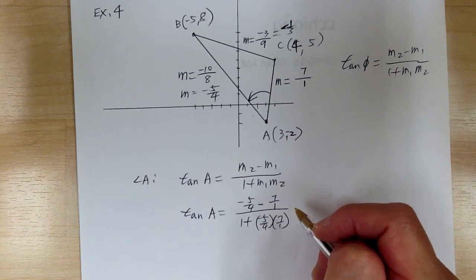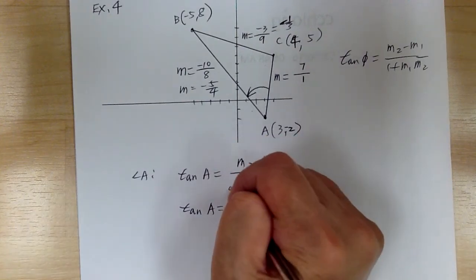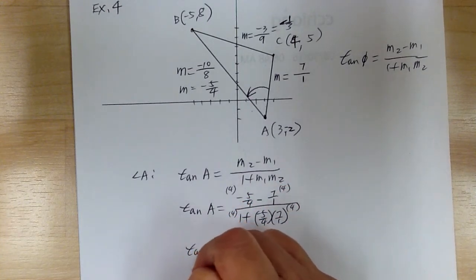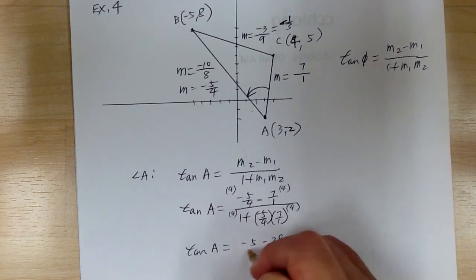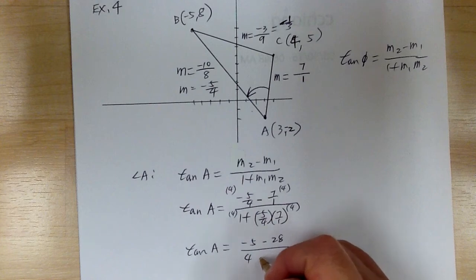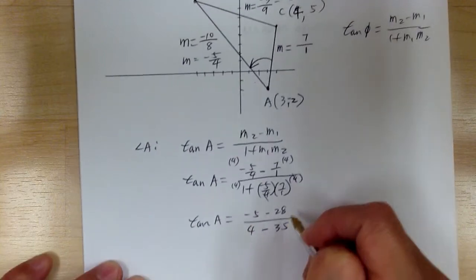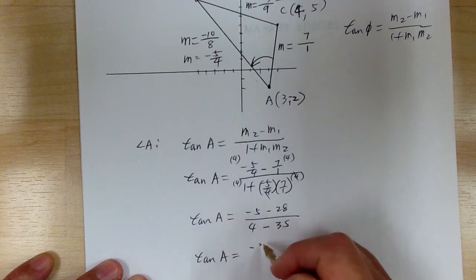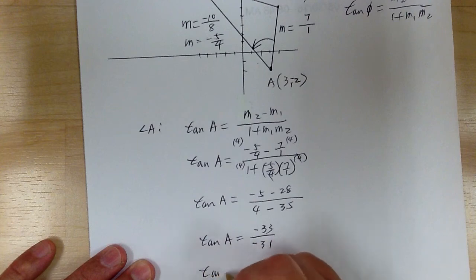And then you can use your complex fraction technique, right? So multiply everything by 4. So tangent A equal to negative 5 minus 28 over 4 minus, this cancels out, 35. So tangent A equal to negative 33 over negative 31. So tangent A equal to 33 over 31.